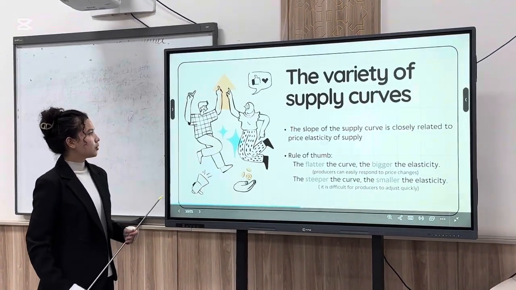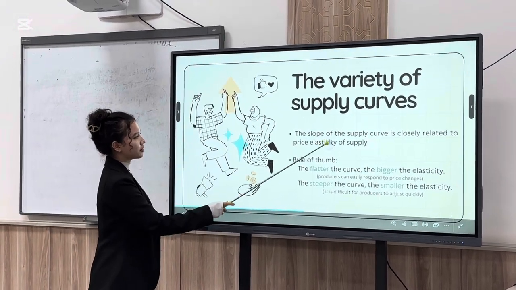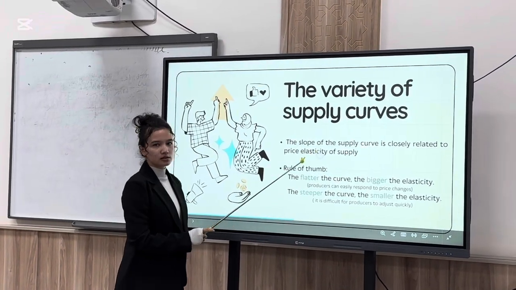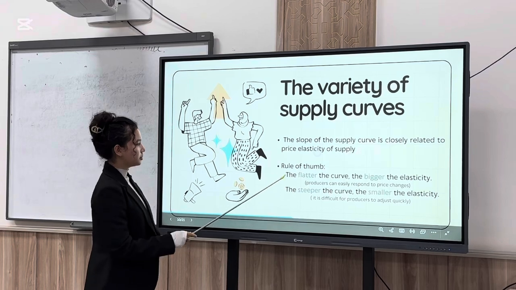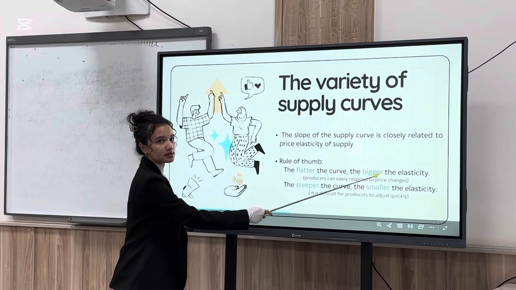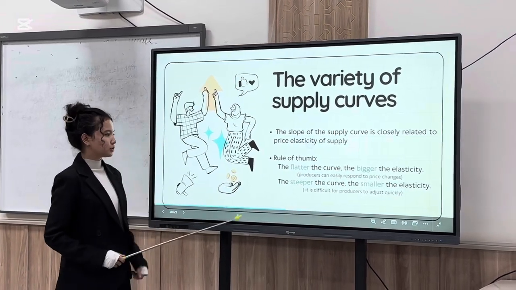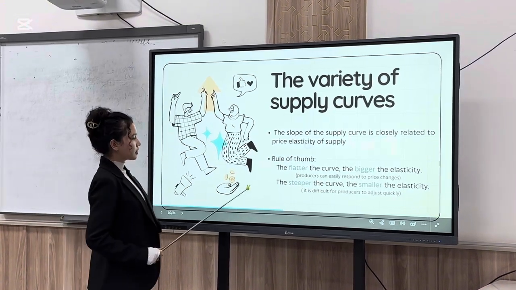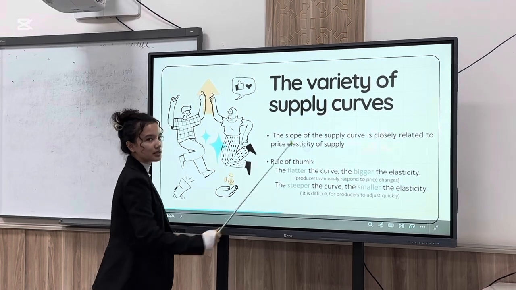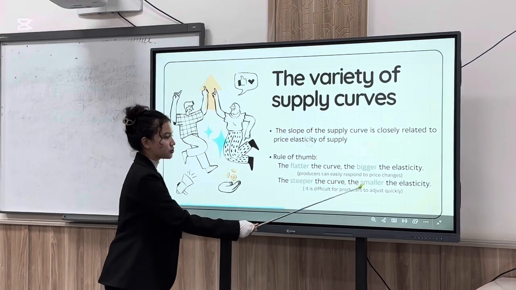Well, there are also a variety of supply curves. The slope of the supply curve is closely related to price elasticity of supply. There is a rule of thumb. The flatter the curve, the bigger the elasticity. It means that producers can easily respond to price changes. The next rule, the steeper the curve, the smaller the elasticity. It means that it is difficult for producers to adjust quickly.